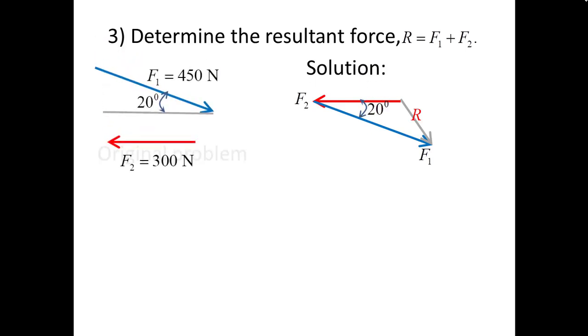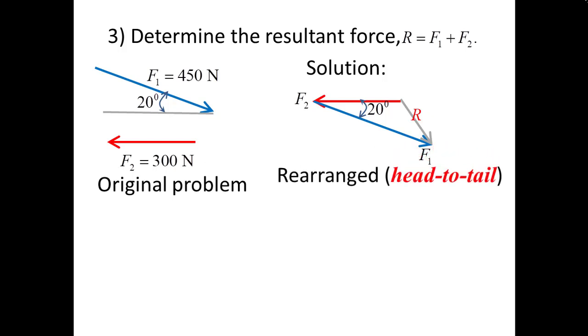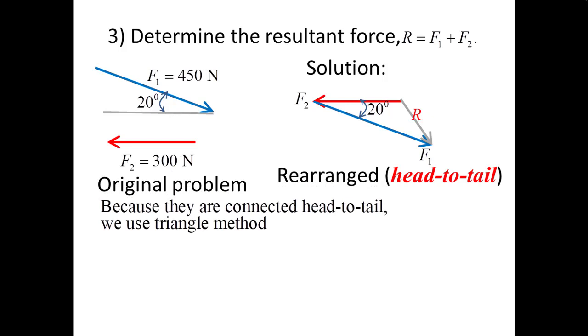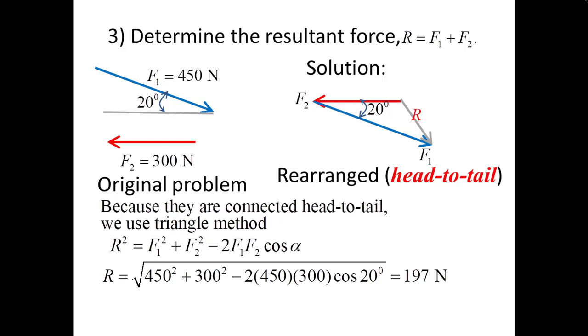This is the original arrangement, the original problem. This is what I have reconstructed to form a triangle. Because they are connected into a triangle, that is a head-to-tail arrangement, we are going to directly use the triangle method of vector addition. With direct substitution, we get once again 197 newtons, the same answer as before.